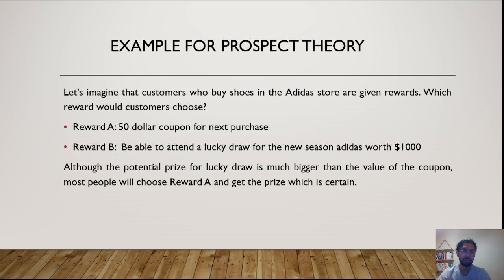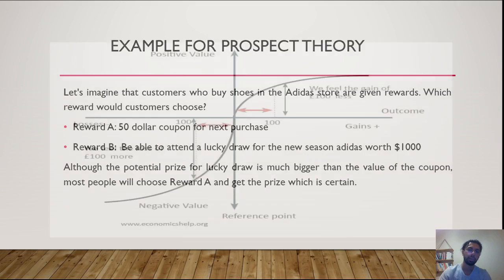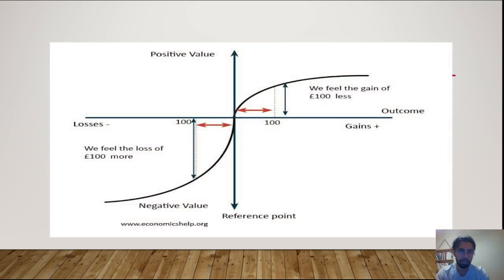Example for prospect theory. Let's imagine that customers who buy shoes in the Adidas store are given rewards. Which reward would customers choose? Reward A, $50 coupon for next purchase. And reward B, be able to attend a lucky draw for the new season Adidas worth $1,000. Although the potential prize for the lucky draw is much bigger than the value of the coupon, most people will choose reward A and get the prize which is certain. And here is the chart of prospect theory.